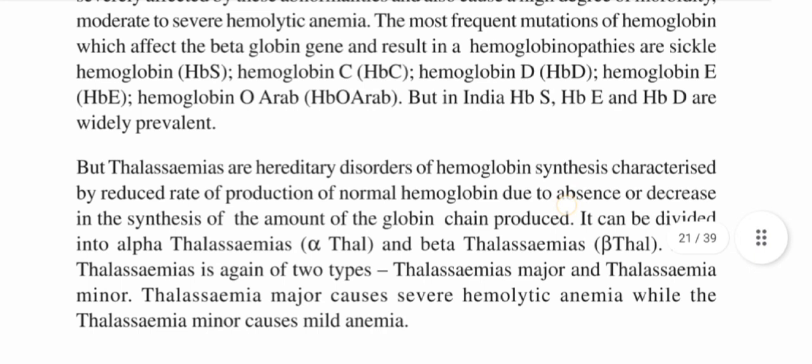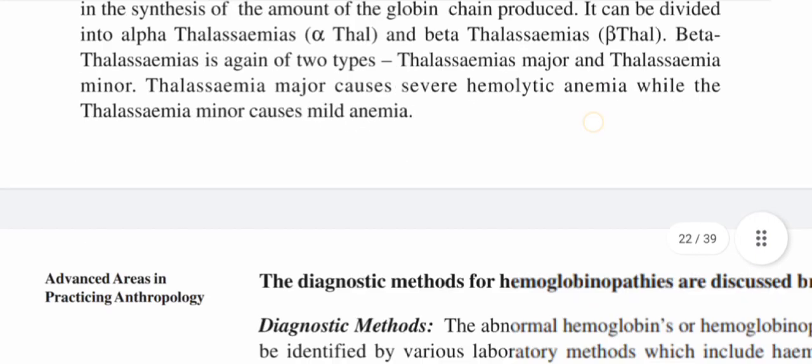But thalassemias are hereditary disorders of hemoglobin synthesis characterized by reduced rate of production of normal hemoglobin due to absence or decrease in the synthesis of the amount of the globin chain produced. It can be divided into alpha thalassemias, alpha thal, and beta thalassemias, beta thal. Beta thalassemias are again of two types, thalassemia major and thalassemia minor. Thalassemia major causes severe hemolytic anemia while thalassemia minor causes mild anemia.